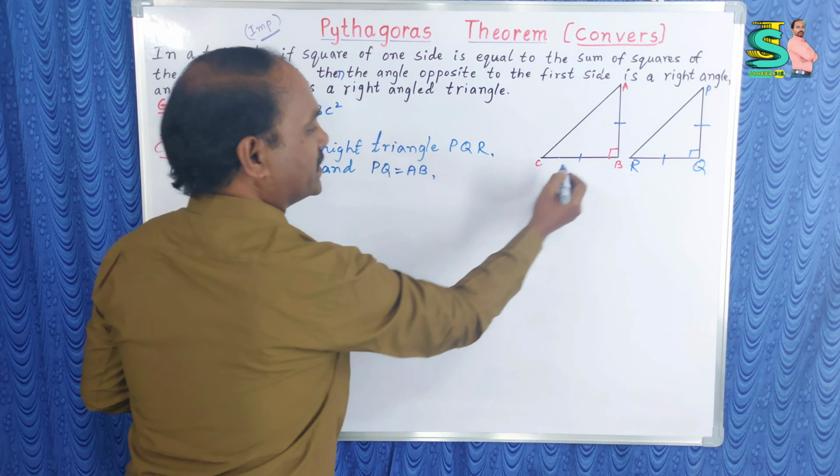But it is given that AB square plus BC square is equal to AC square. So AC square is equal to AB square plus BC square. This is given in the statement. This is equation 1, this is equation 2. From 1 and 2, we get that the right sides are equal, AB square plus BC square in both. So PR square equals AC square, and PR is equal to AC.